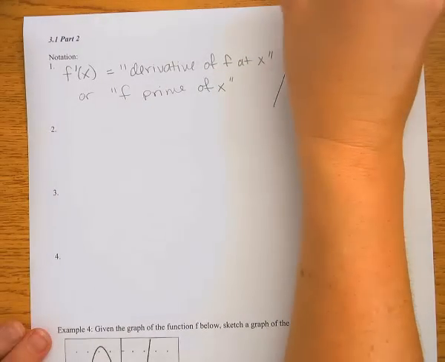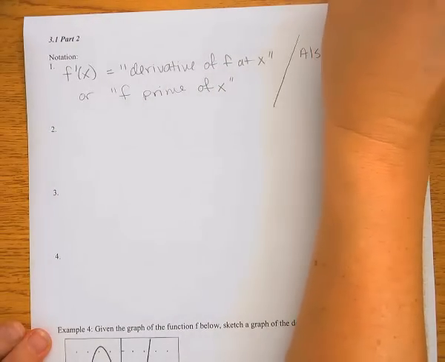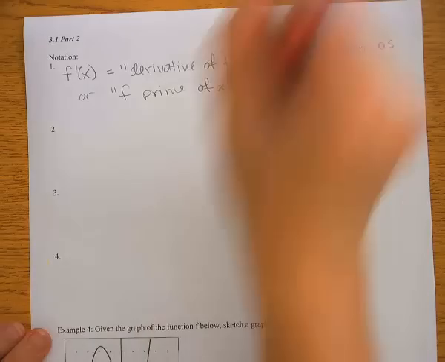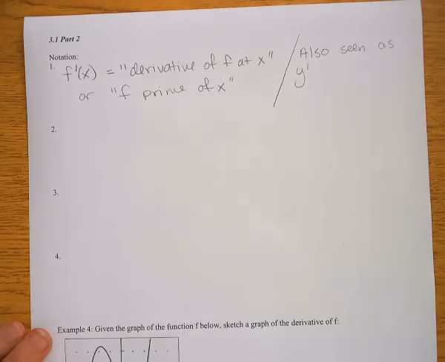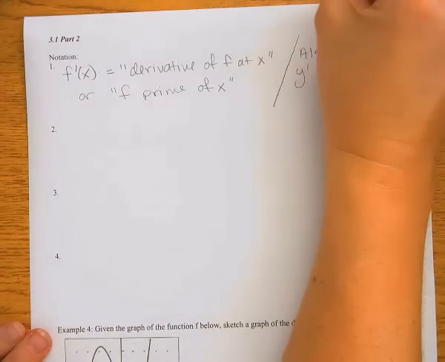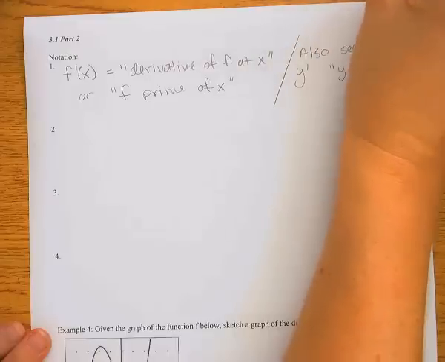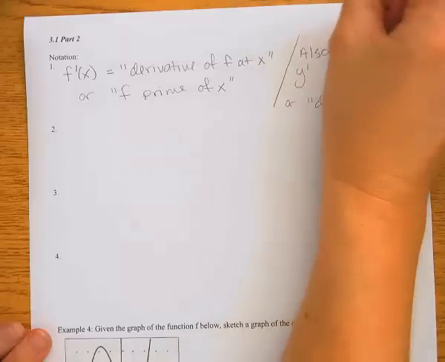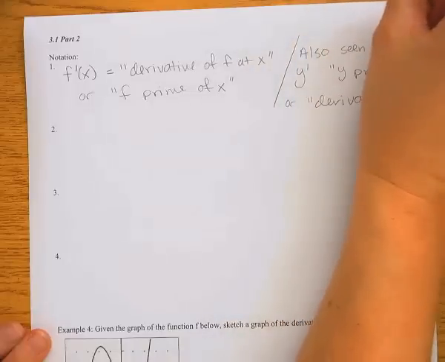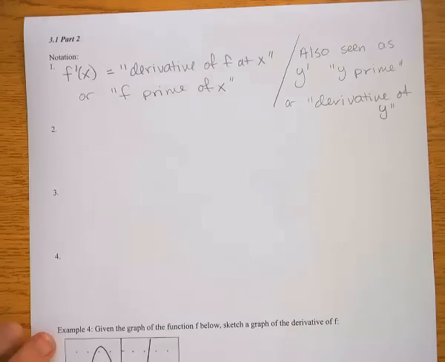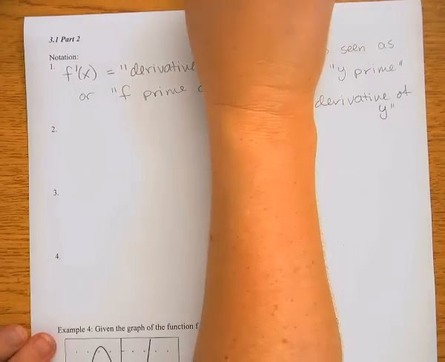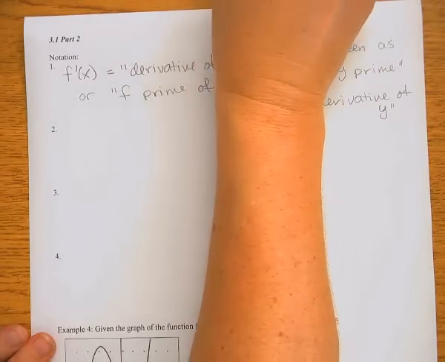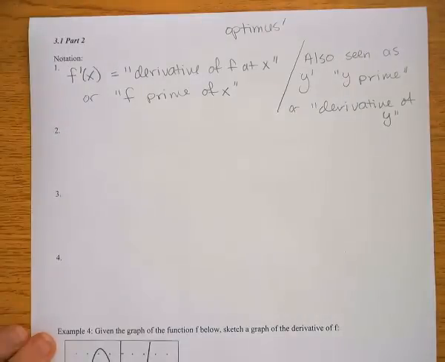You might also see this written as y with a little tick mark, which is basically y prime. Or you could think of that as the derivative of y. And for you Transformers fans out there, sometimes I like to write Optimus Prime, just to remind myself what the little tick mark means.